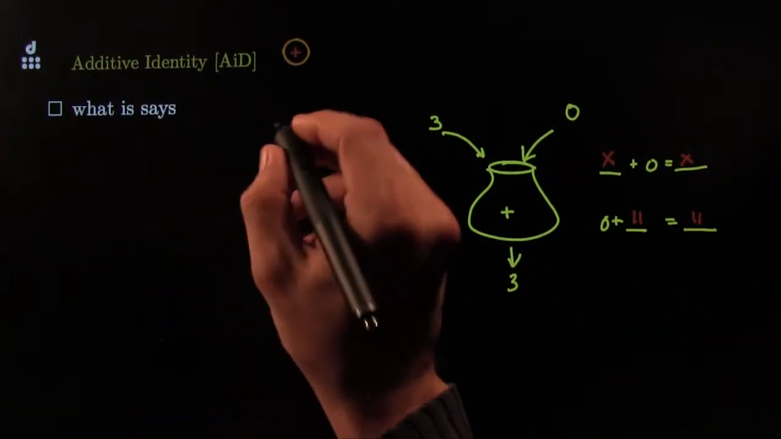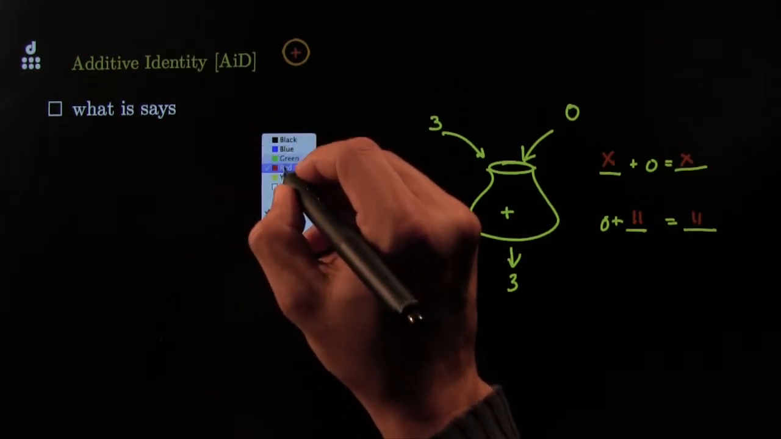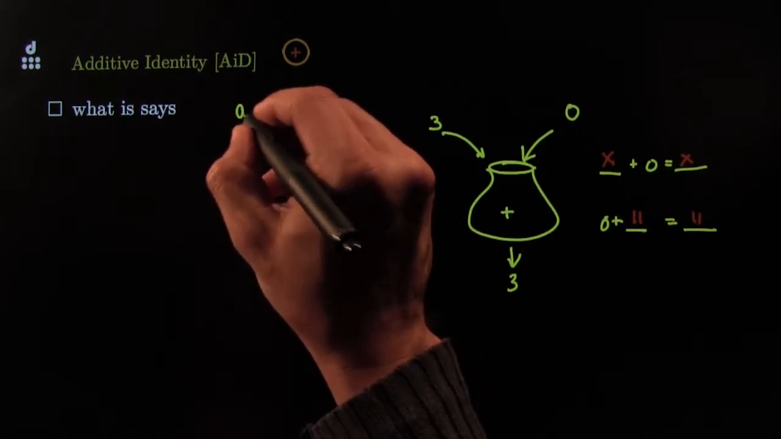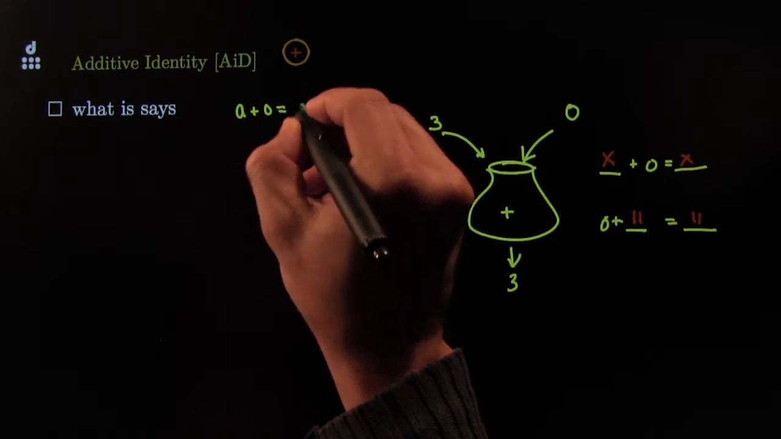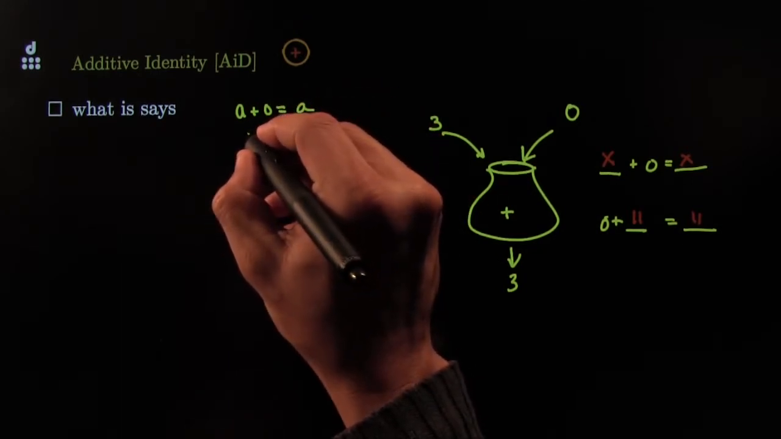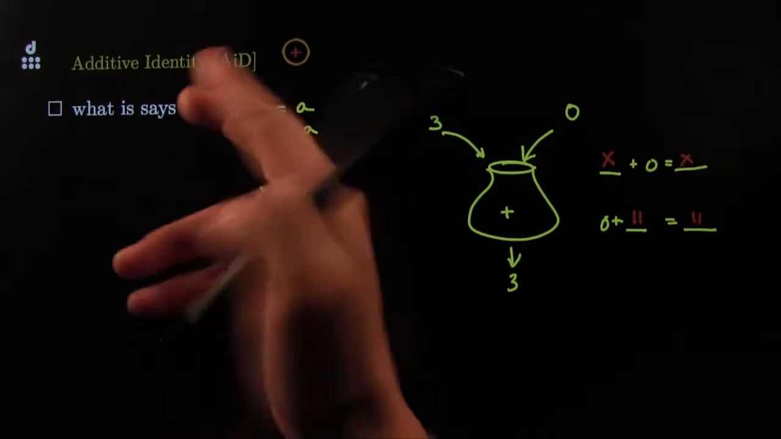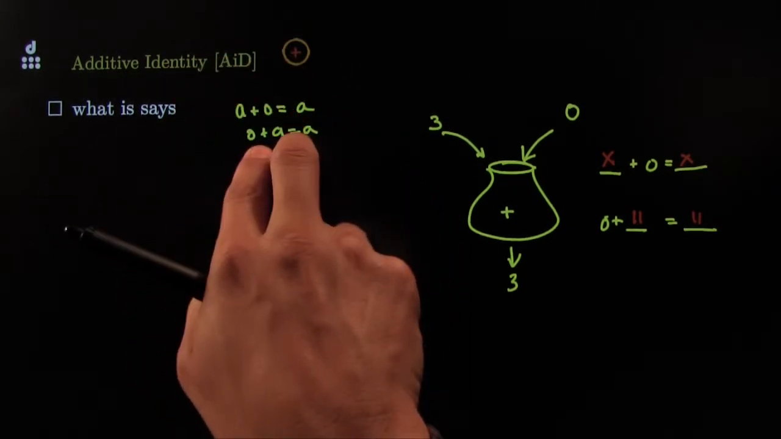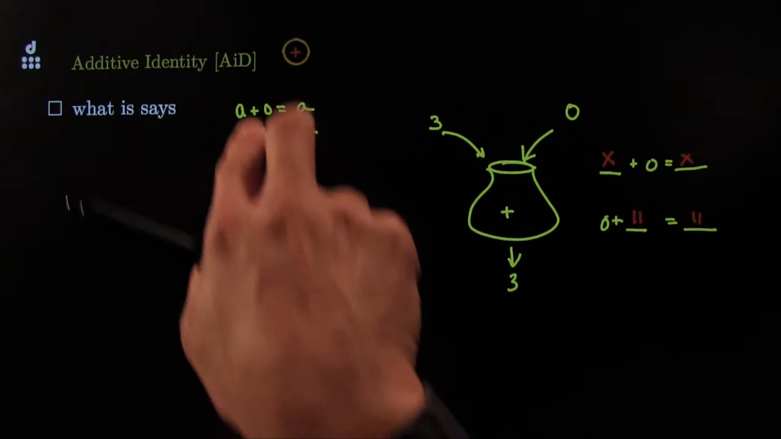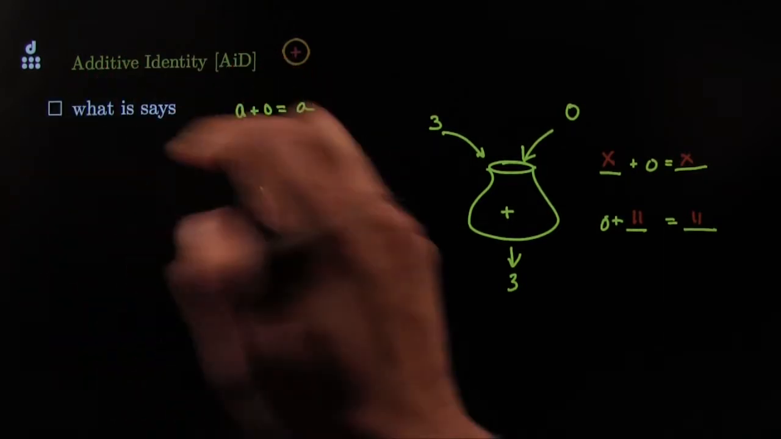Let's say it in a fancy way. In a fancy way, we could say that a plus 0 is still equal to a, or 0 plus a is still equal to a. It says both of these things. You could also use commutativity to go from this to the other, but it might be a little cleaner just to adopt both versions as the additive identity.